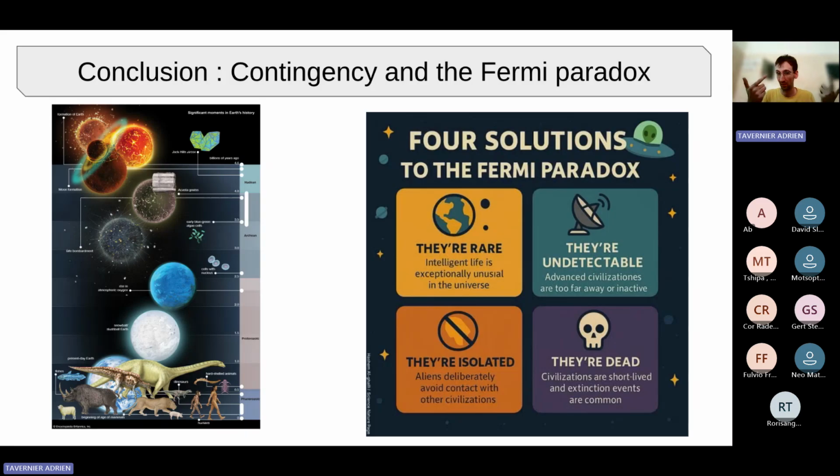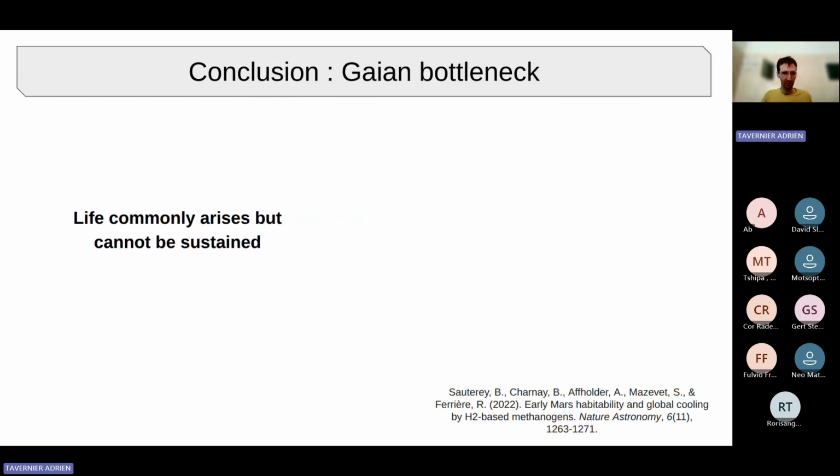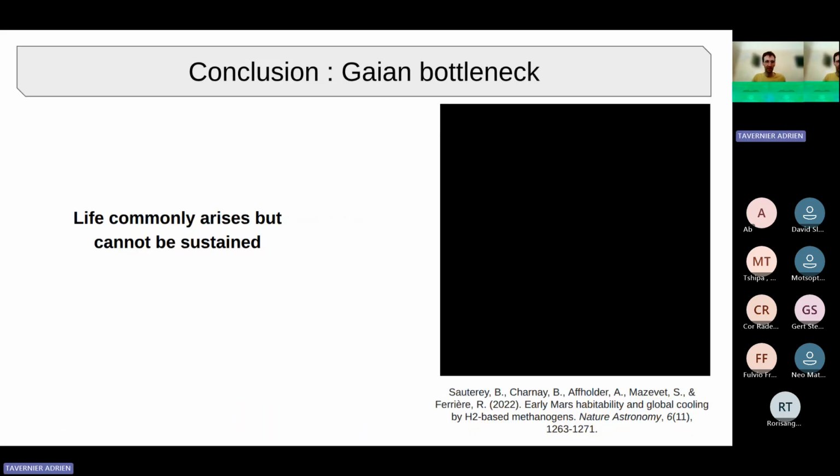This is one of the solutions to the Fermi paradox. And there is also the Gaian bottleneck. Life commonly arises but cannot be sustained, because you need stable conditions for life to stay in time. And perhaps this is a huge limiting factor.